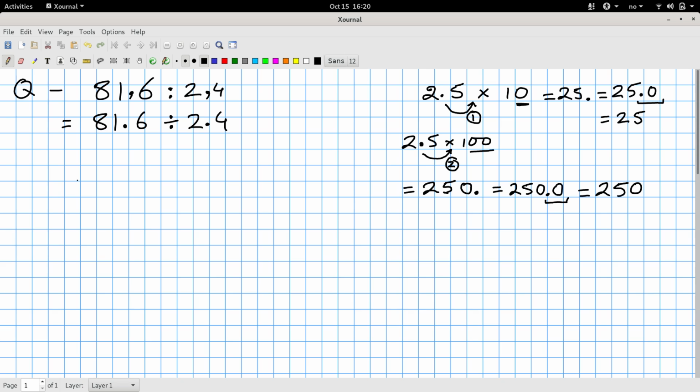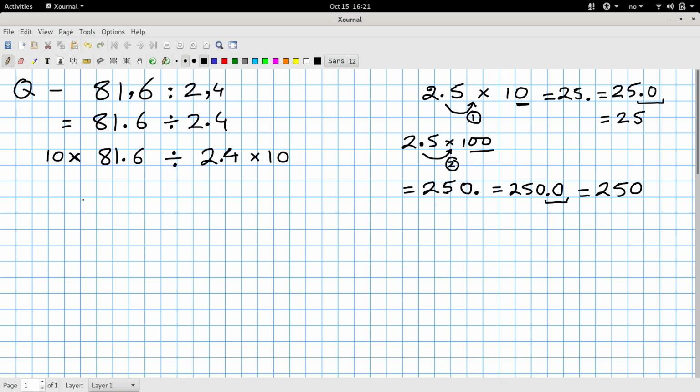So what we can do is multiply both sides by 10. And I'm using international symbols, which should be easier to understand. Feel free to convert this multiplication sign to a dot. All right. And then we multiply 2.4 by 10 also, both sides.